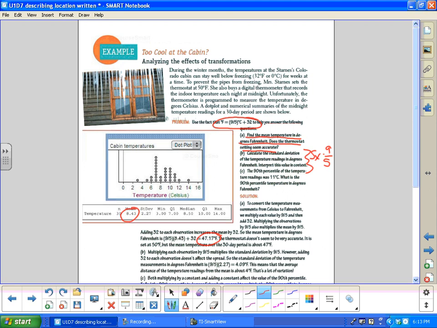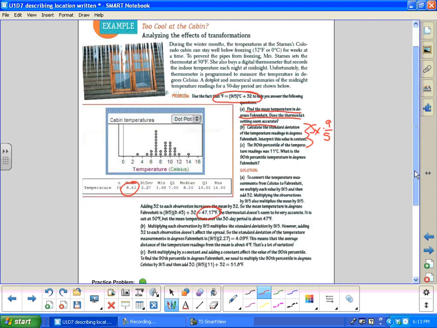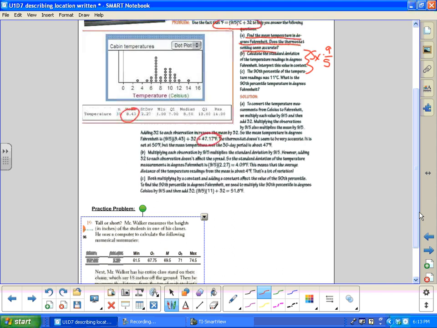So if we look at this example down here, they say multiplying each observation by 9/5 multiplies the standard deviation. Adding 32 doesn't affect the spread. So if we want to find the new standard deviation, we take the standard deviation we're given, 2.27, and we multiply by 9/5, and we get 4.09.